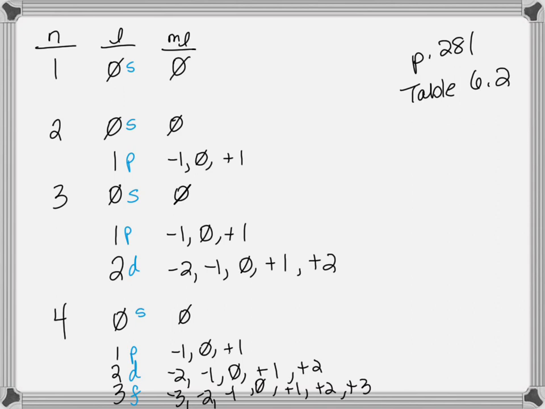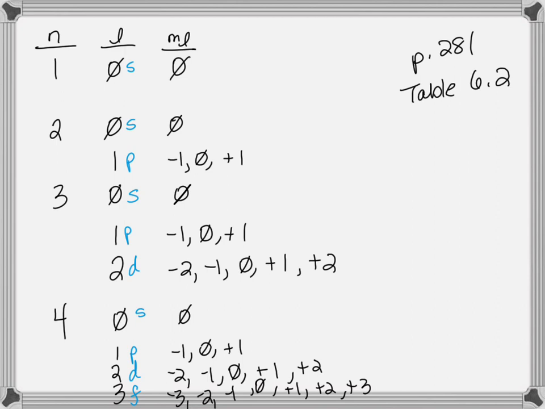Okay, let's elaborate on what an ML is. We just wrote that the ML tells you the orientation of the orbital in space. If the orbital shape has an L equal to 0, that means an s orbital. That means a sphere in space. If a sphere is rotating, can you tell? It's a sphere. It only has one orientation in space. Therefore, if you have an s orbital, there's only one possible value of ML.